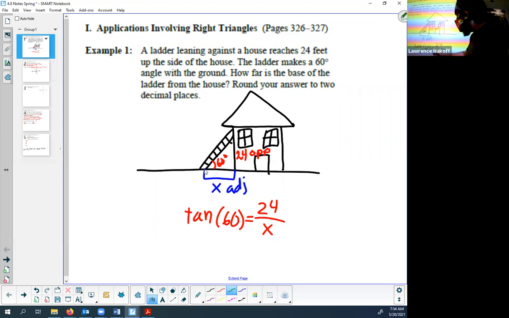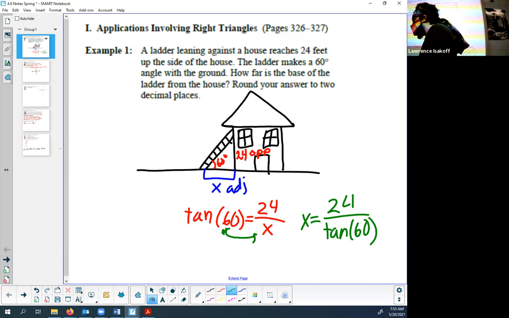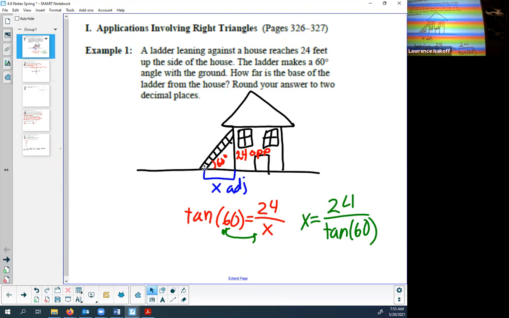So in order to solve this, basically, I'm giving you a shortcut here. What we can do is multiply both sides by X, and that would give me X times the tangent of 60 equals 24. Then we would divide by the tangent of 60. When you have your variable in the denominator like this, essentially you can just swap these around. So that tells me X is equal to 24 over the tangent of 60. That I'm just going to have to utilize a calculator.